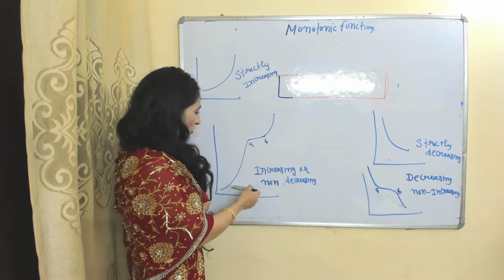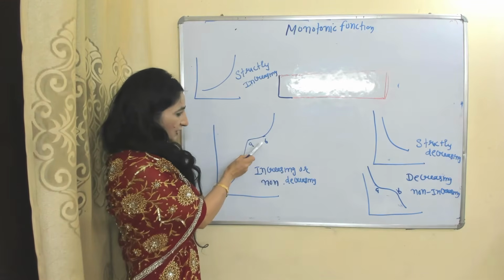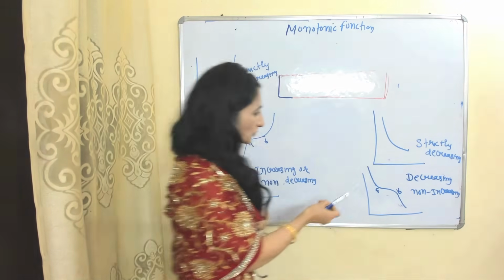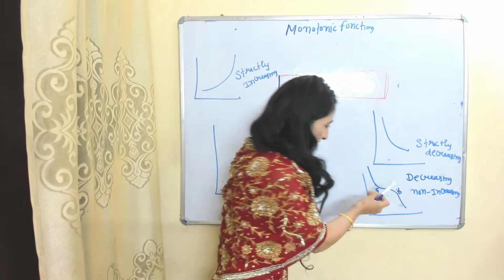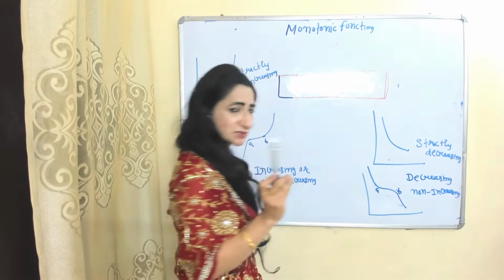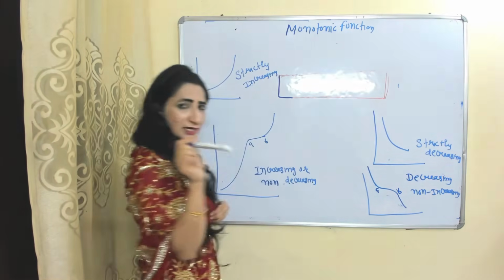Here you can see output no doubt continues increasing, but somewhere it becomes constant. Here output continues decreasing, but somewhere it becomes constant. Means these two diagrams have flat sections, but in these two diagrams there is no flat section.